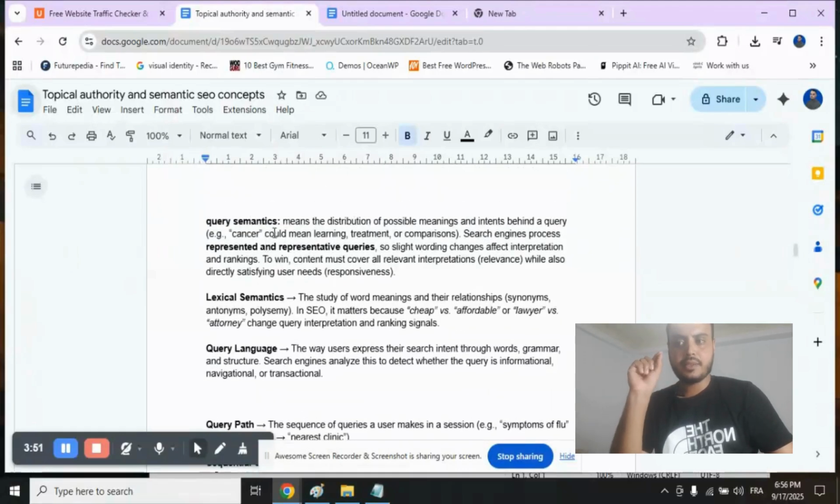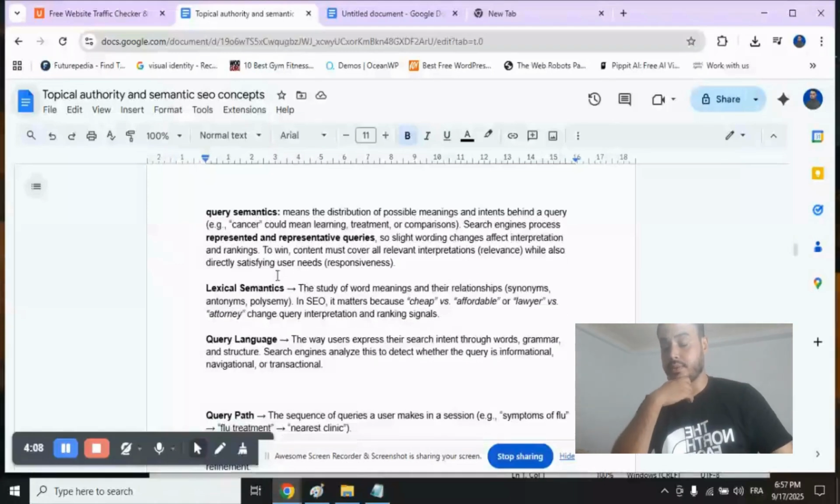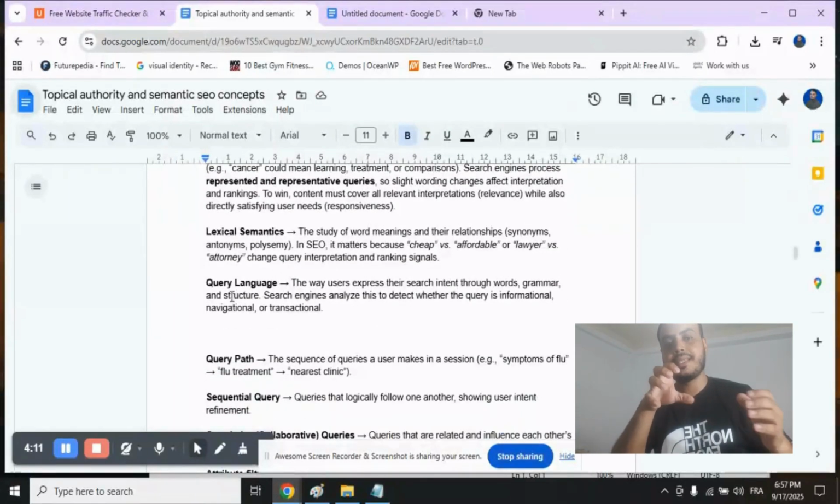Guys, lexical semantics and query semantics are two different things, but they complete each other. Query semantics is how the user behaves, but lexical semantics is the raw words, the dictionary words. So the human being uses those dictionary words to express their behavior. And the query language is different between people. For example, a person from Africa is different than a person who lives in Europe or in Asia. They use different components, different word units.